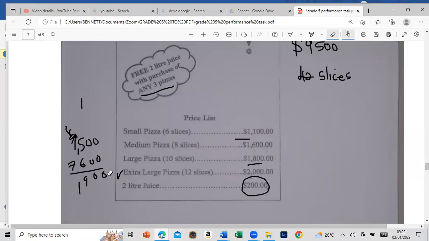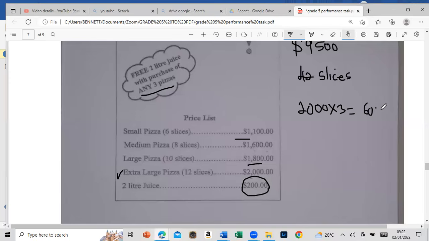All right. So we need 42 slices. So I may only have enough to get the 10 liter. We only have 10 bottles of juice. All right, let me see though. Boom. I'm going to buy 3 of this. So that'll be 2,000 times 3. So I spend 6,000. All right. So I have 36 slices of pizza.